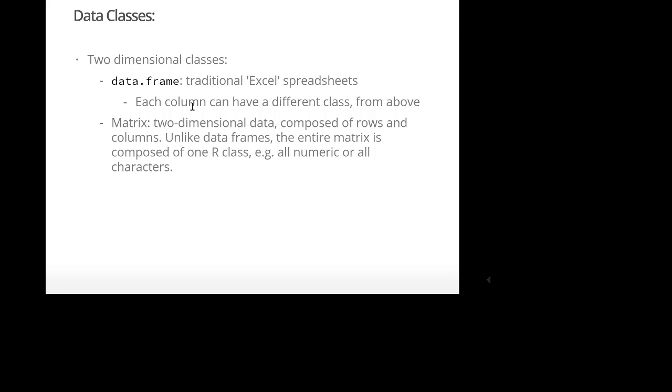The more general two-dimensional class is something called a matrix. That's also composed of rows and columns. Unlike data frames, the entire matrix has to be one class. So you can only have either an all-numeric matrix, an all-character matrix, or an all-logical matrix.